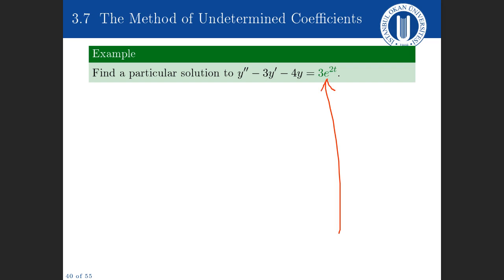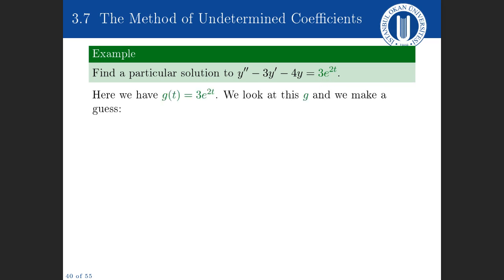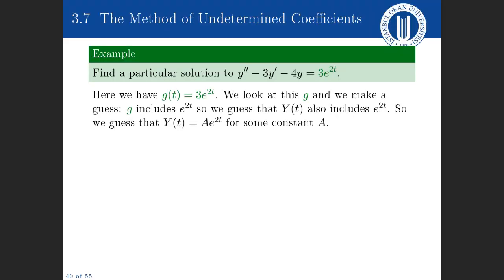So we look at our function 3e to the power 2t, and we're going to make a guess. What does this look like? This looks like a number multiplied by e to the power 2t. So our guess is that the solution would be the same thing. This must also be some number multiplied by e to the power 2t. Probably not the same number, but the same type of function.